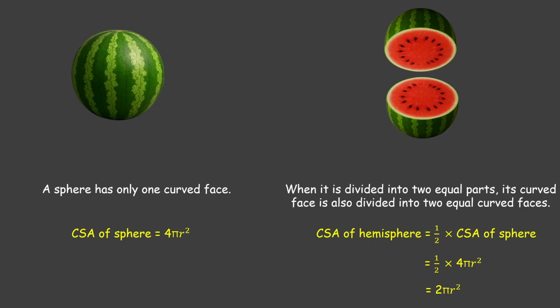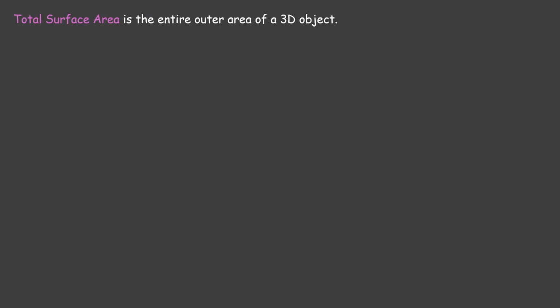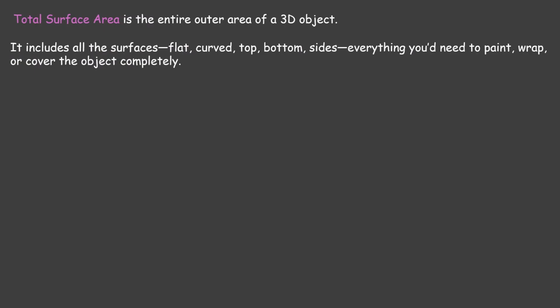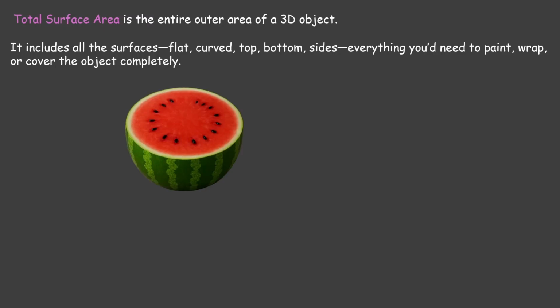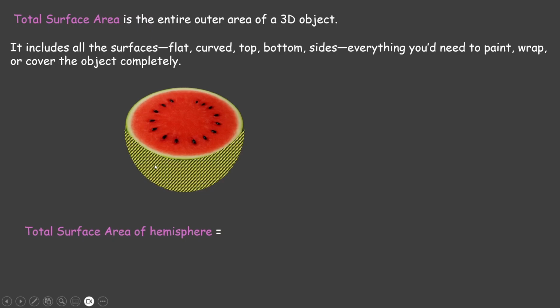Now let us talk about total surface area of hemisphere. Total surface area is the entire outer area of a 3D object. It includes all the surfaces, flat, curved, top, bottom, sides, everything you would need to paint, wrap, or cover the object completely. In a hemisphere, the total surface area is made up of this curved part, the green part of the watermelon in this case, which is the CSA of hemisphere.